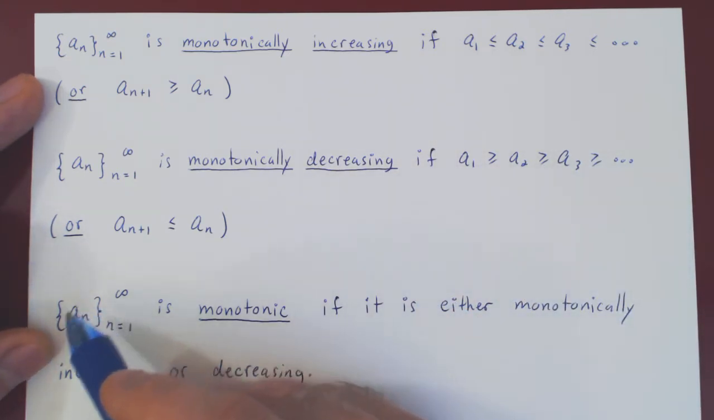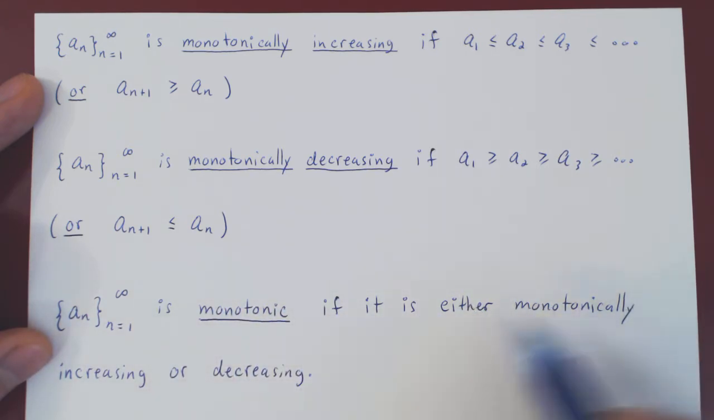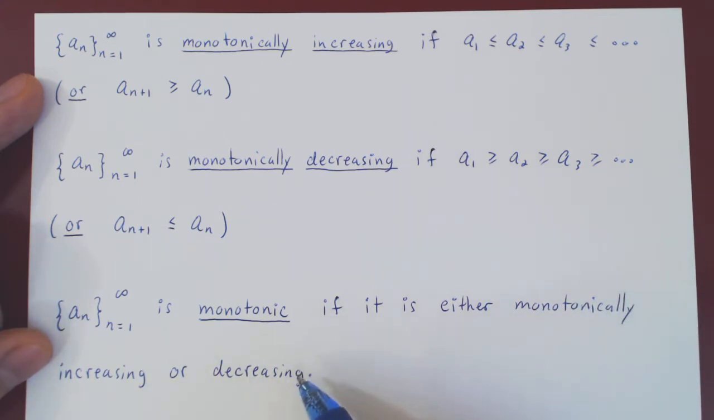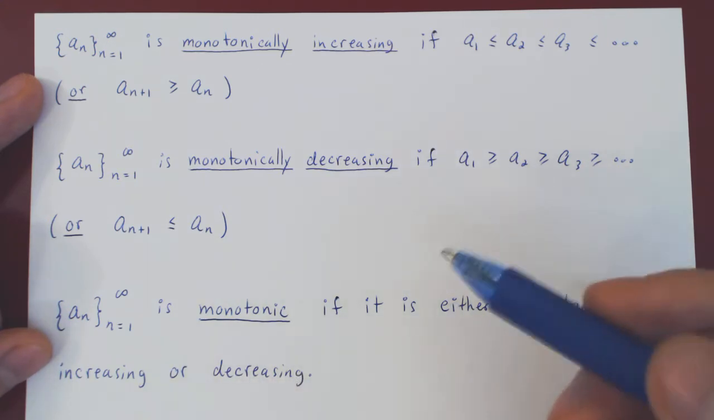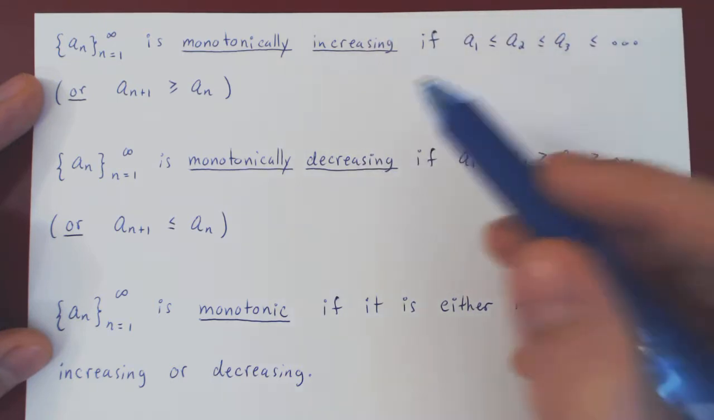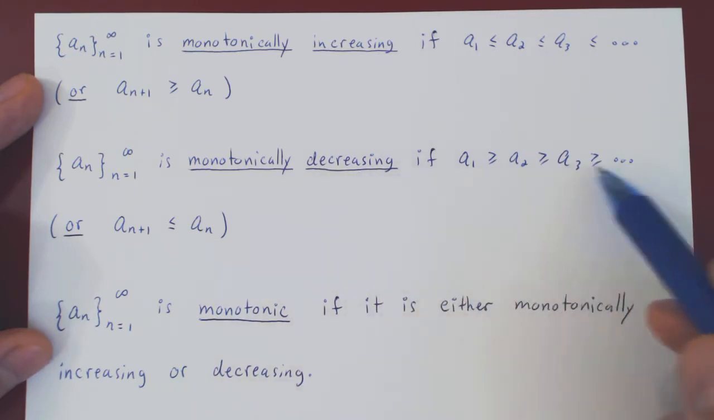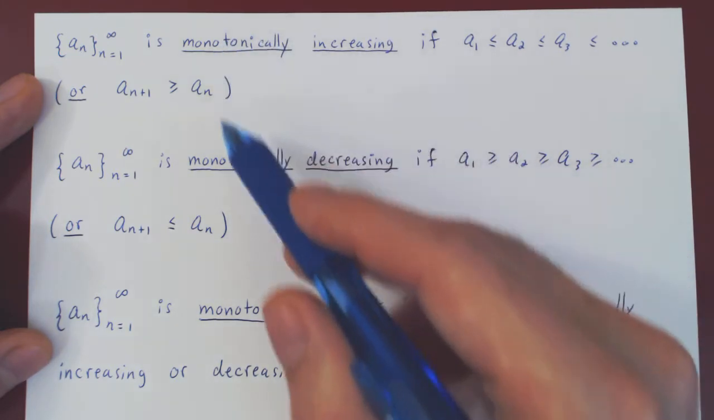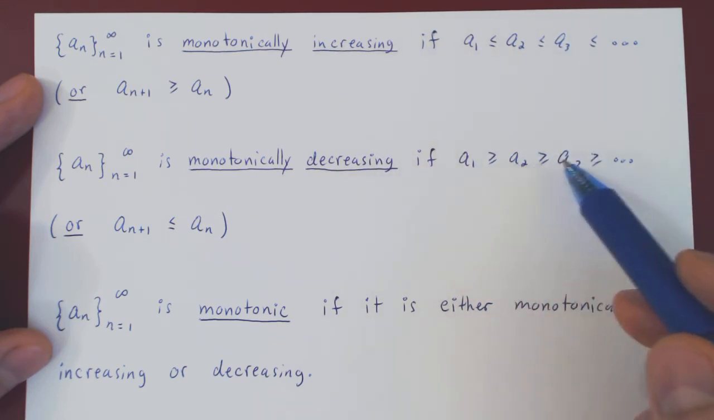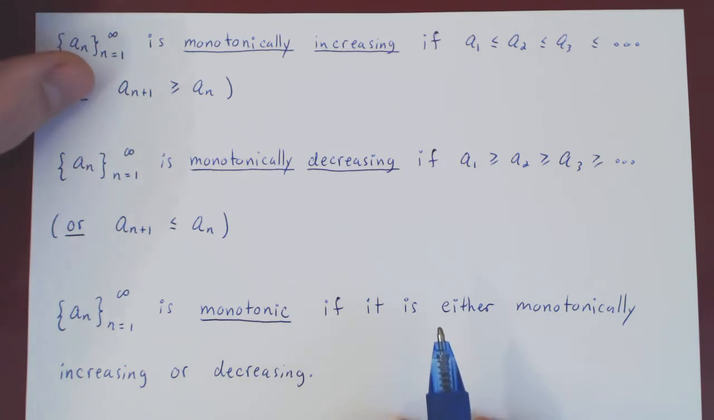And we said a sequence is monotonic if it is either monotonically increasing or monotonically decreasing. So always just think of it as really just increasing or decreasing. The sequence is getting larger or the sequence is getting smaller, but we allow the terms to remain constant for any period of time. Let's look at a few examples.